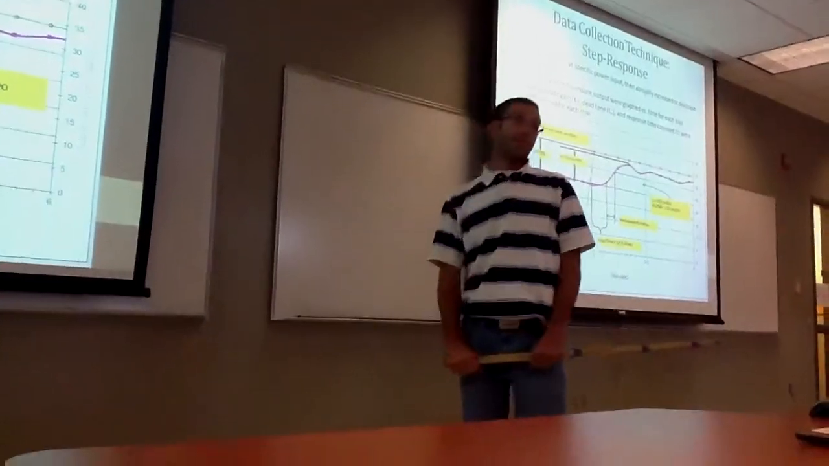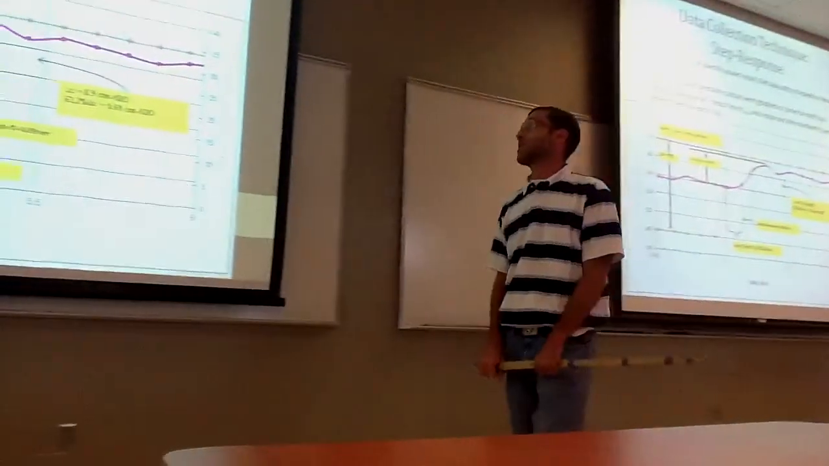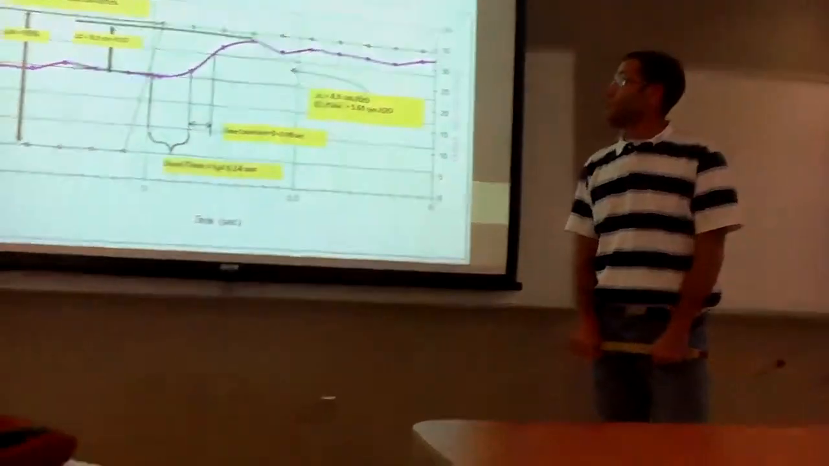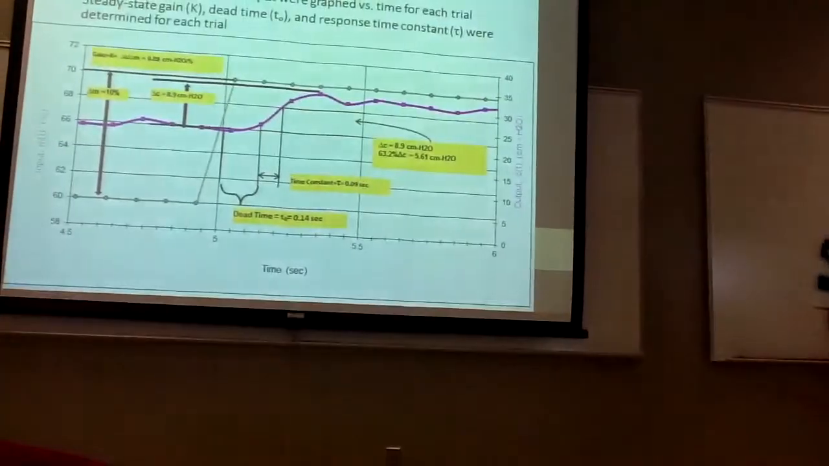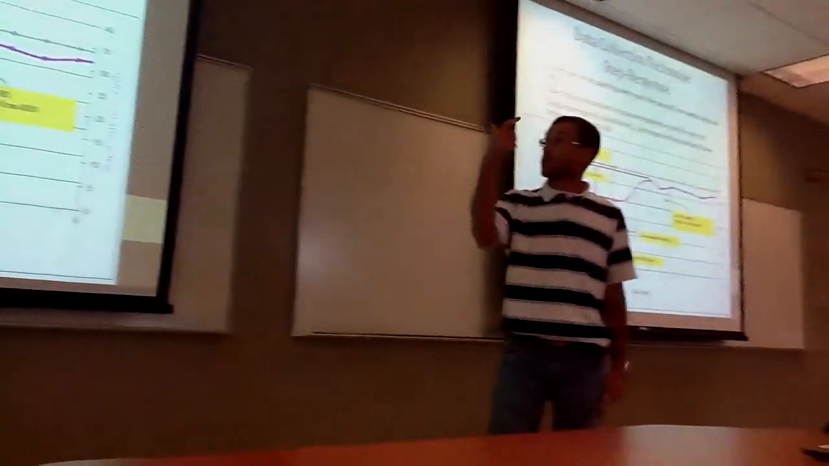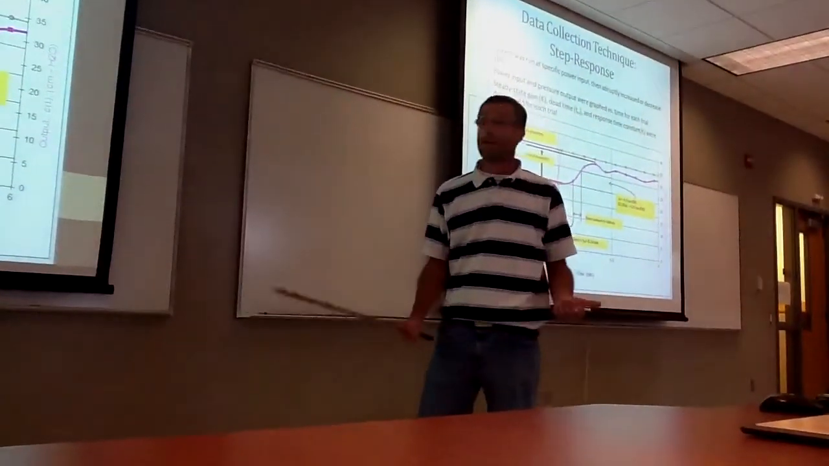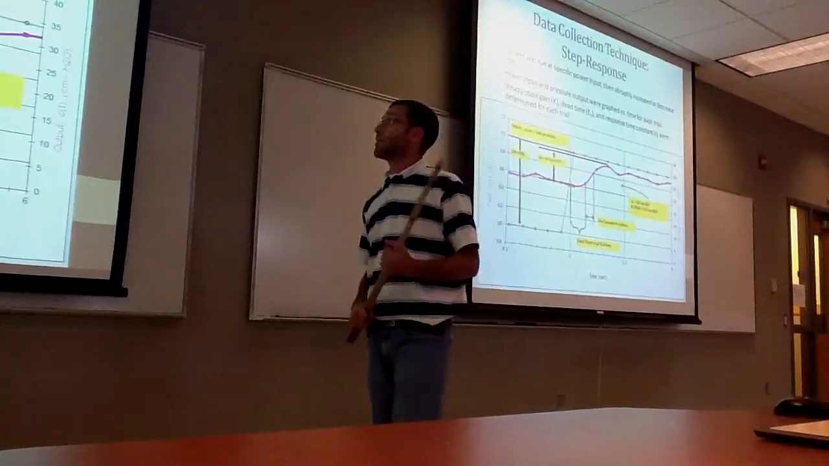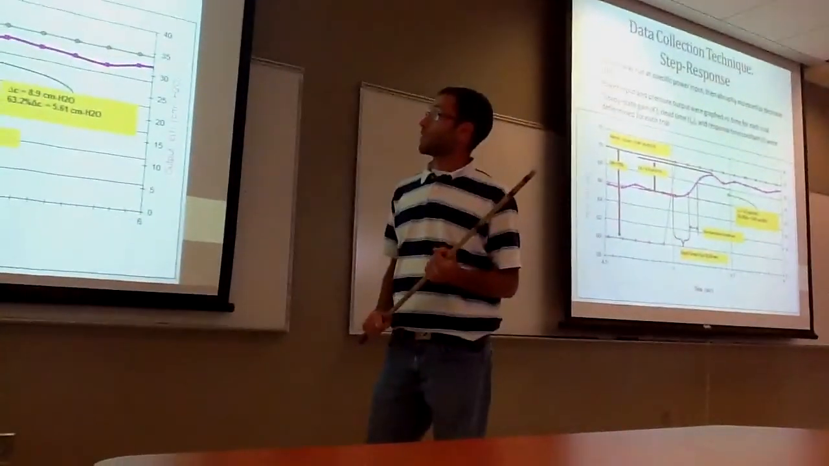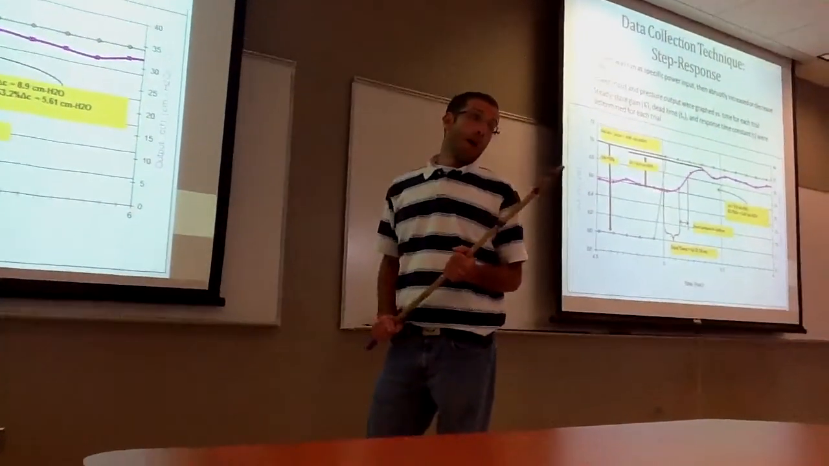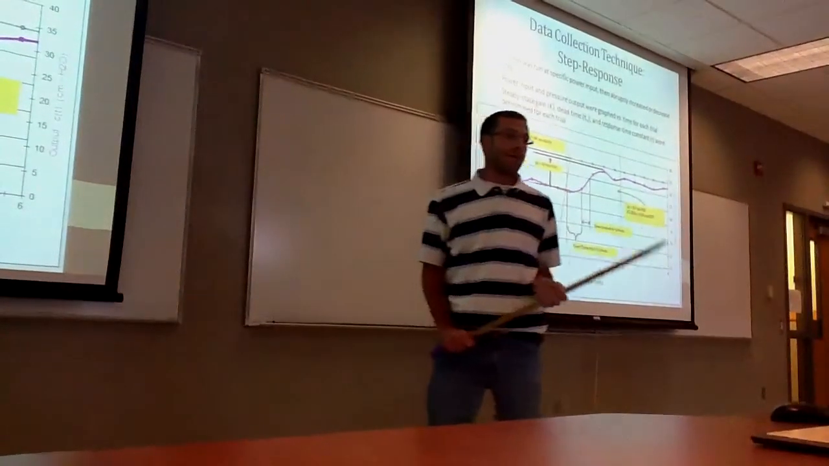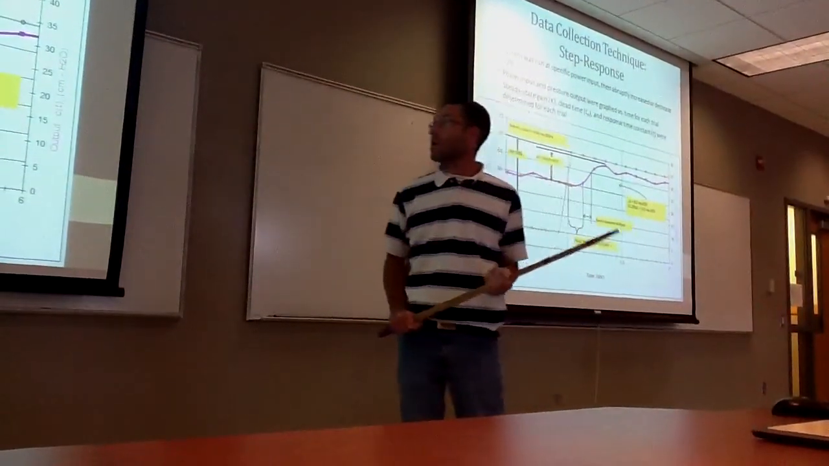This is the second portion of our experiment. This is a step response. Our system was run at specific power inputs, then either abruptly increased or decreased. We used 10% over the whole experiment, or this portion of it. Power input and pressure output were graphed versus time for each trial.